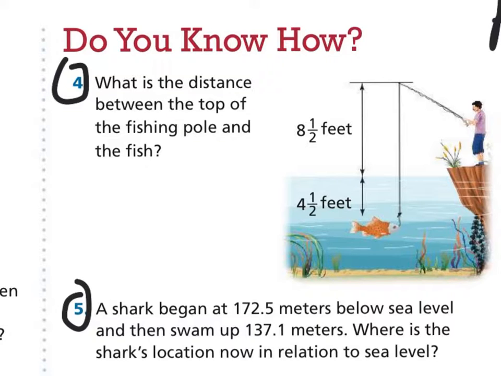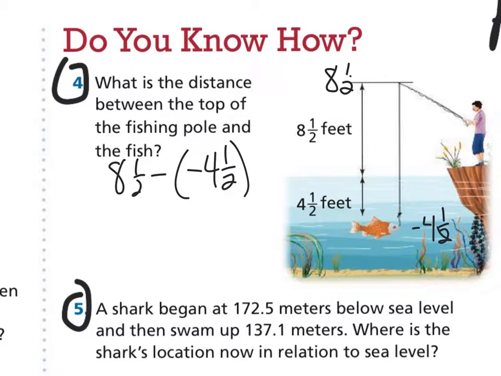There's different ways to do this problem. What we could look at is take the top point minus the bottom point. We could say the fish is at -4.5. The top of the pole is at a positive 8.5. And we could take 8.5 minus -4.5. Okay, that's kind of what the book's wanting us to do. In which case, remember when we subtract, we can add the opposite, make our sign changes here.